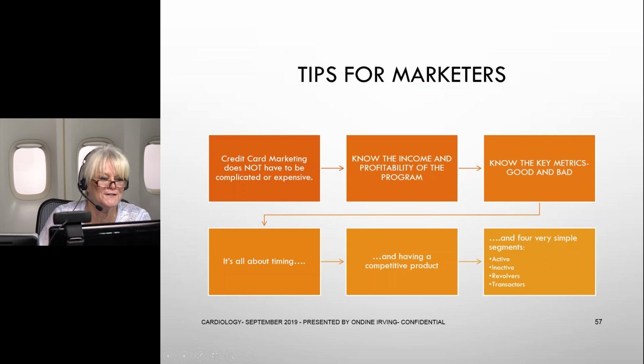More tips for marketers. It does not have to be complicated. We don't have to justify their existence. It can be very, very simple. They need to know the income and profitability of the card program. They need to know the key metrics, the good and the bad. It's all about timing, having a competitive product, and 4 very simple segments. You've got your active, inactive, revolvers, and transactors. Don't waste your money with millennial cards, senior cards, household cards, any of that.